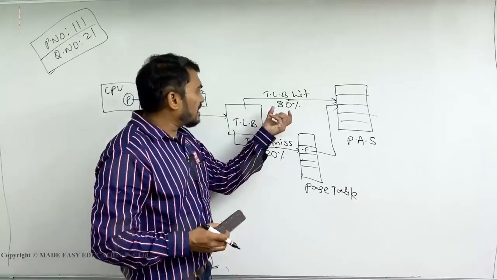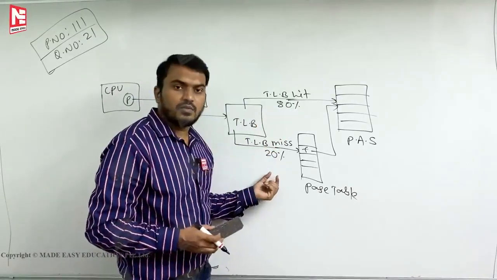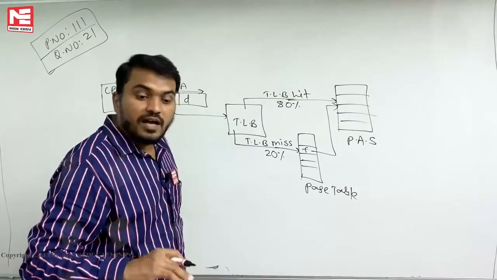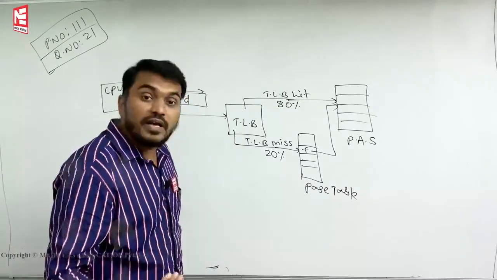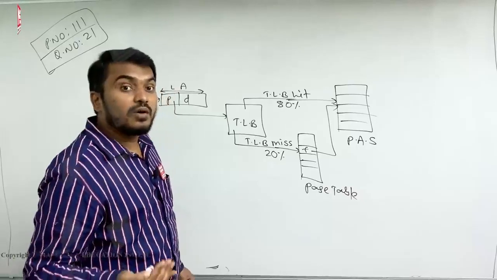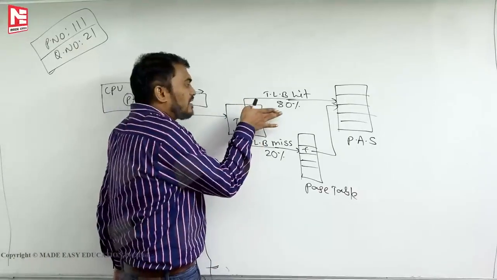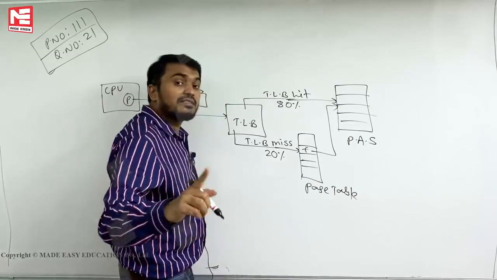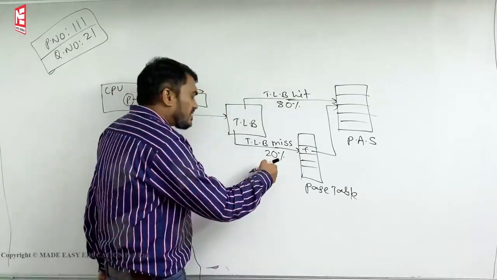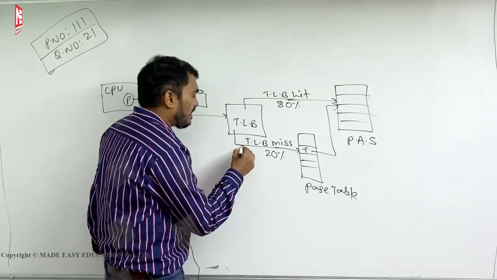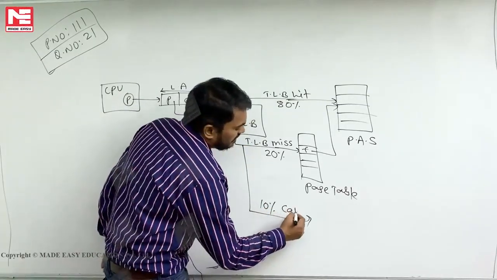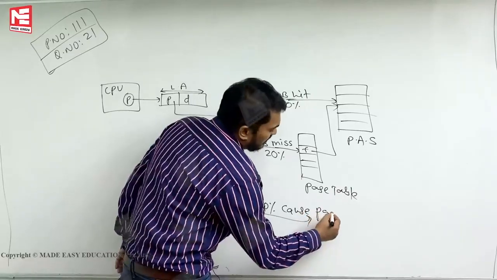So TLB hit ratio is 80%, then obviously miss ratio will be what? 20%. So 80% references are found in the TLB. Now if the TLB hit ratio were 20%, the miss ratio would be 80%, and of the remaining, 10% cause page faults. So it means from this 20% TLB miss, 10% are causing page faults.